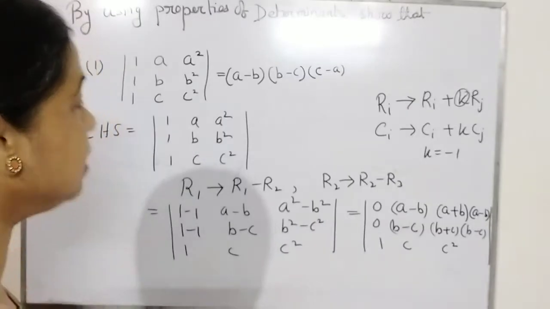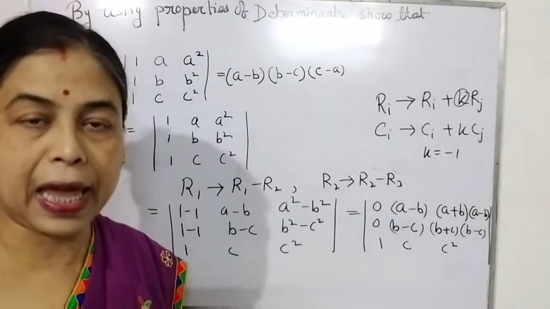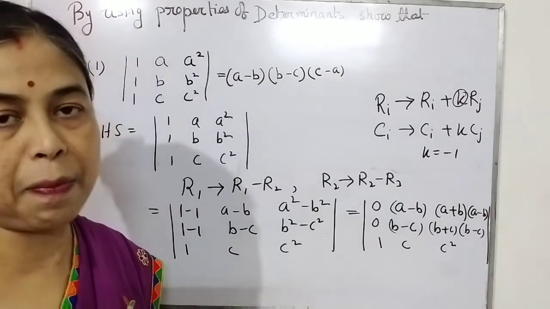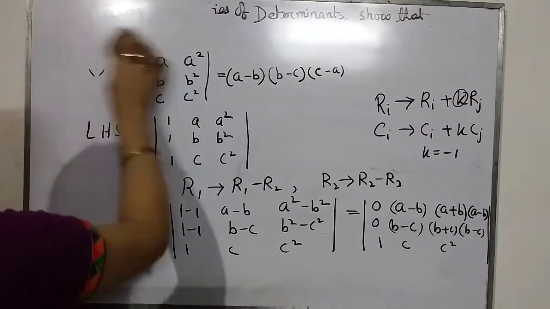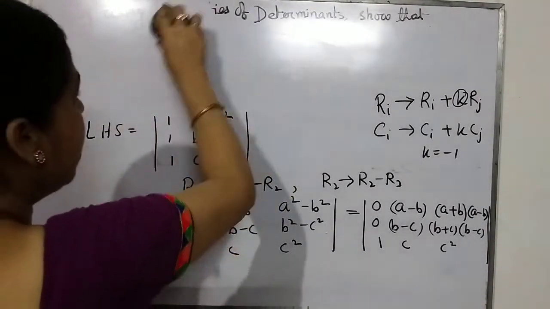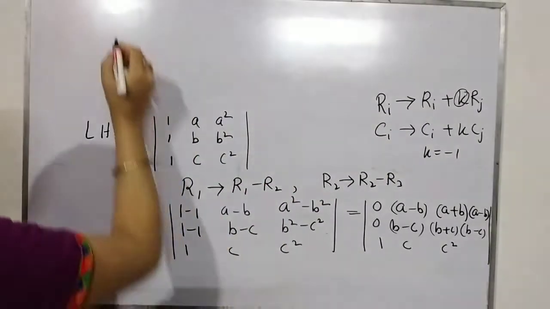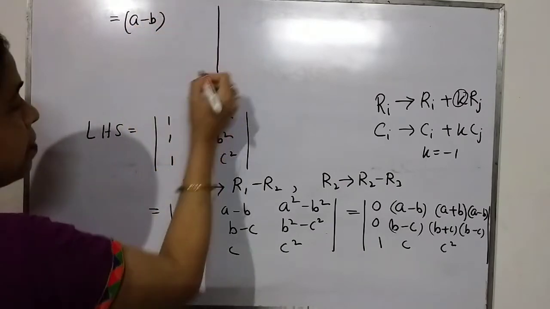So let us take common, that is applying the fourth property. You see, you have to remember all the properties together. Then only you will understand which property you can apply in that particular step. So I'm just grabbing this. Now I'm going to take common A minus B from the first row.